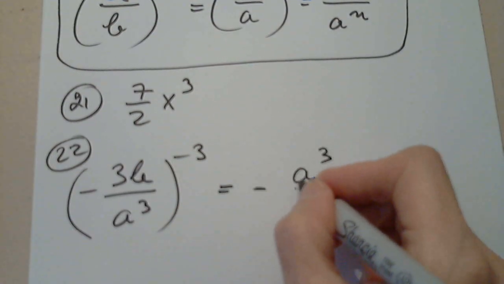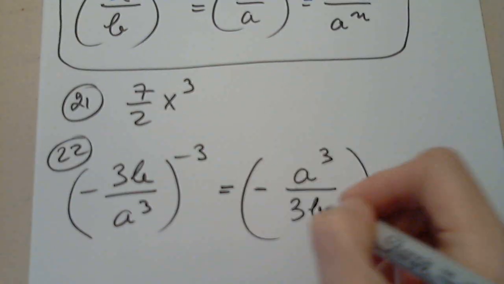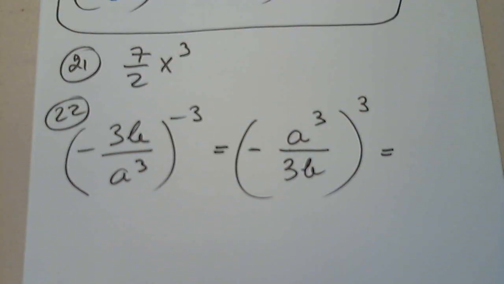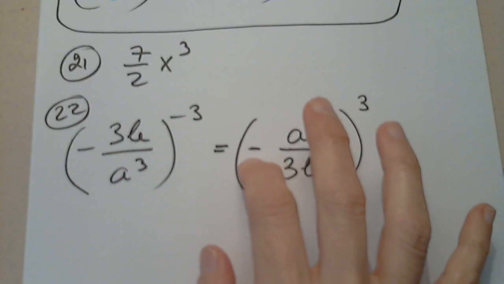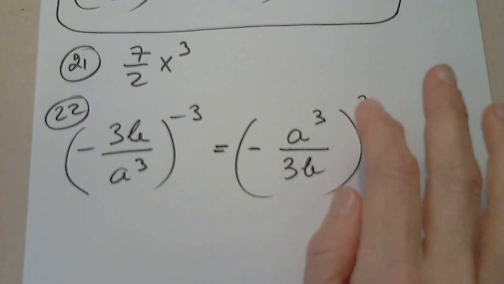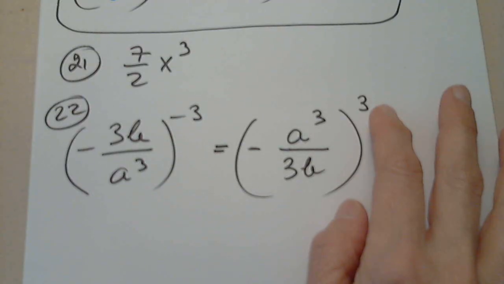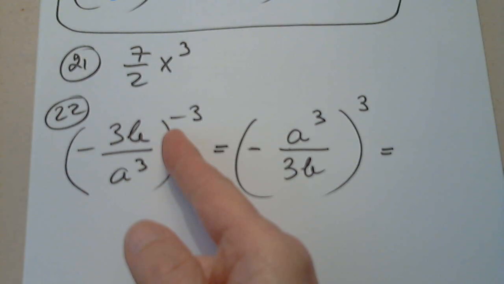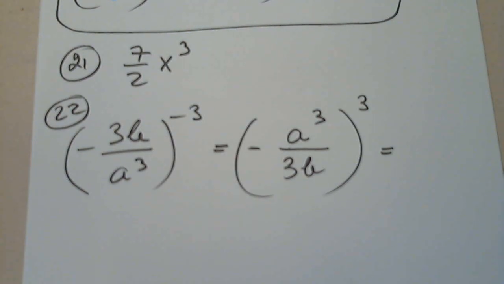So it's a to the third over negative 3b and everything to the third power. Do not apply a negative power before you flip. It's not the best way. Will you get the same answer? Yes, of course. But I don't recommend it. And now, careful. You have to raise the negative 1 to the third power, 3 to the third power, and b to the third power. This is always easier than dealing with negative. So always flip first. Very good.